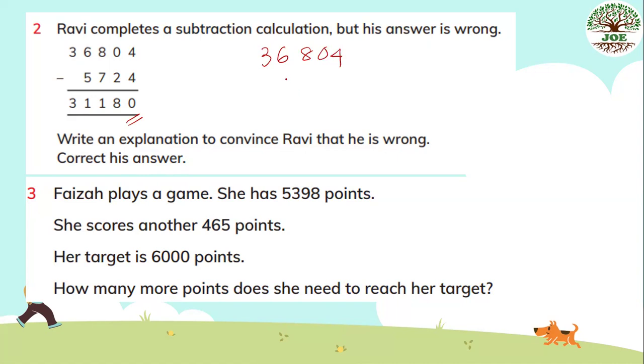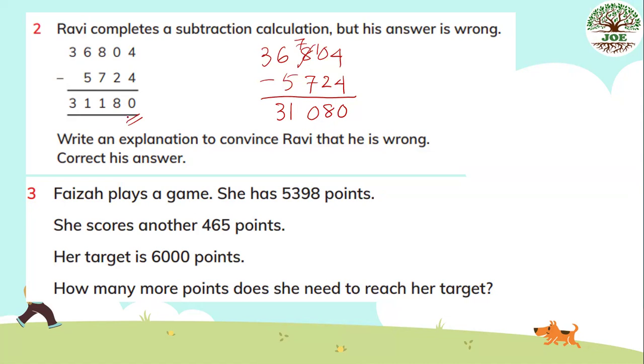36,804 subtract 5,724. And from 0 we can subtract 2 from 0. We have to borrow from 800. It is 700. And this is 10. 10 minus 2 is 8. So that is 31,080. The right answer is 31,080.